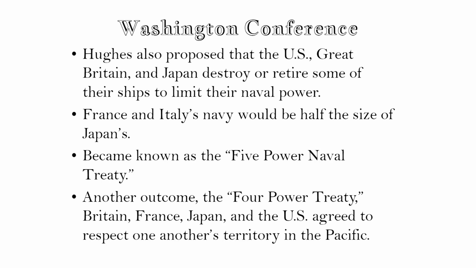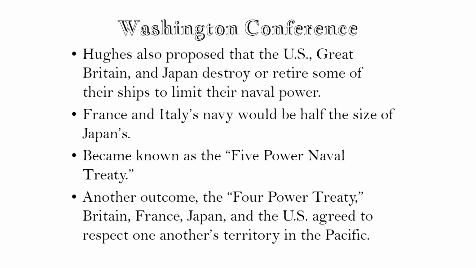So again, at the Washington Conference, Hughes also proposed that the U.S., Great Britain, and Japan destroy or retire some of their ships to limit their naval power. So these were some of the most powerful countries in the world. France and Italy's navy would be half the size of Japan's. This became known as the Five-Power Naval Treaty.